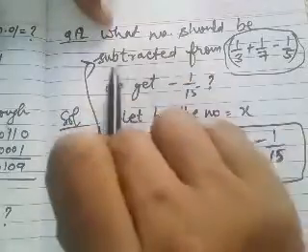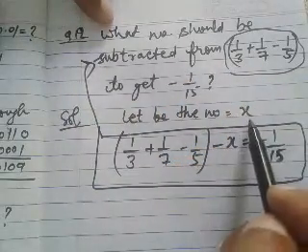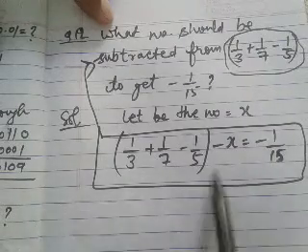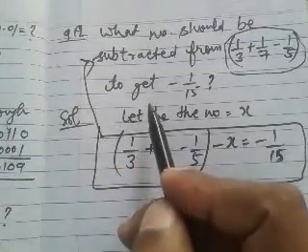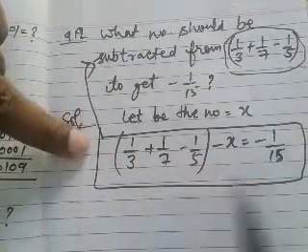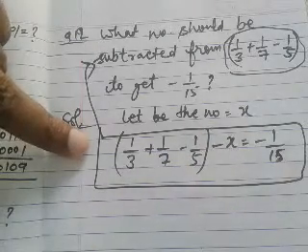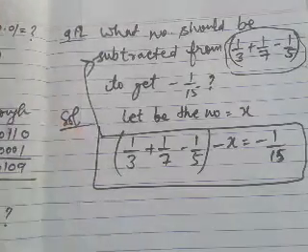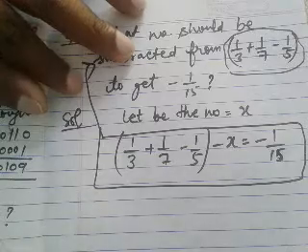The number which will be subtracted from this value, let us suppose the number is x. If we subtract x from the given expression, what value will we get? We will get minus 1 upon 15. Now our problem becomes easy after getting this equation.